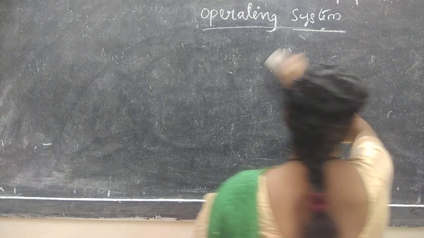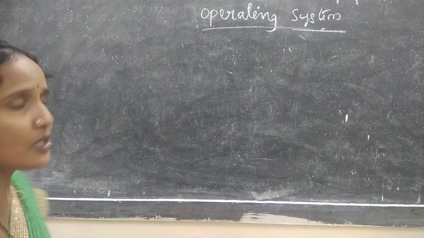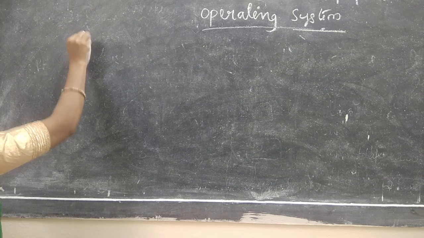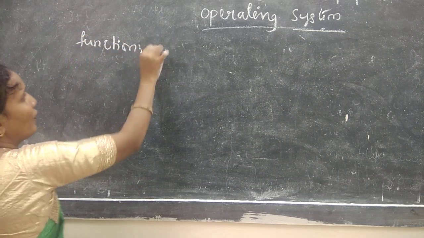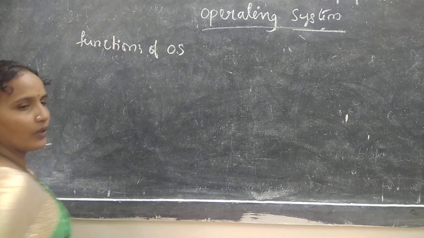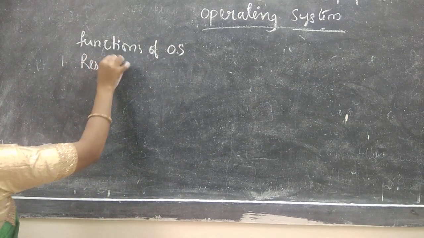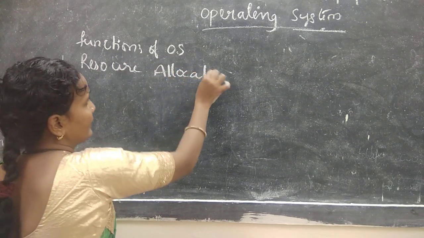Now we'll discuss the functions of operating system. First let me give the list of the functions. Functions of operating system. You can note it down, students. First one is resource allocation.